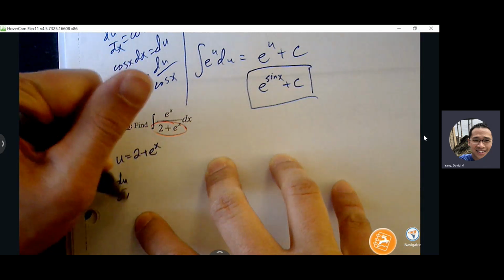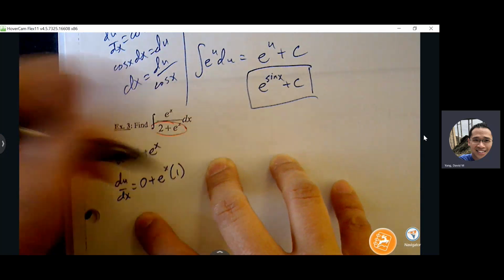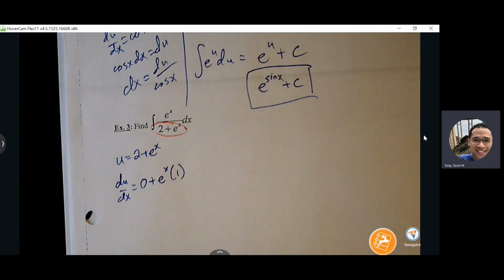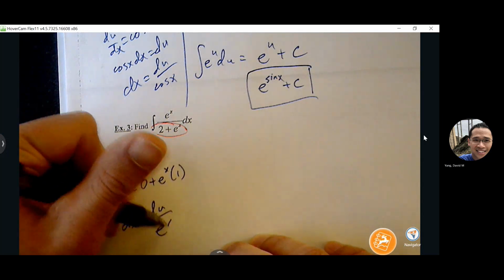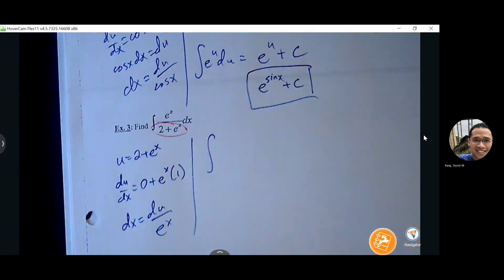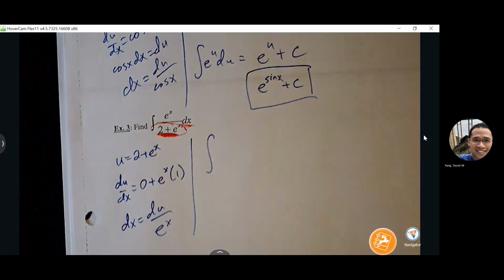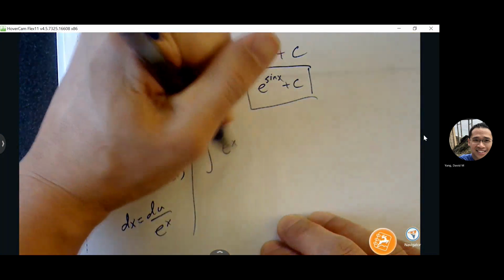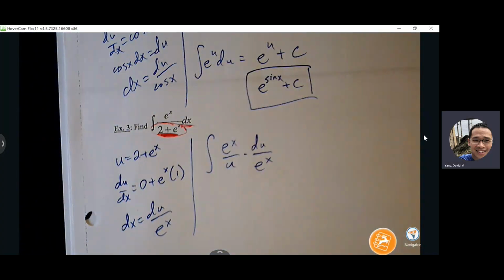Okay, so du dx, 2 goes to 0, e to the x becomes e to the u times u prime. You don't have to write that 1 there, but I want to keep reminding us that we're always looking at the exponent to have that u prime if it's anything other than x. Okay, solve for dx. Make our substitutions. e to the x goes away.